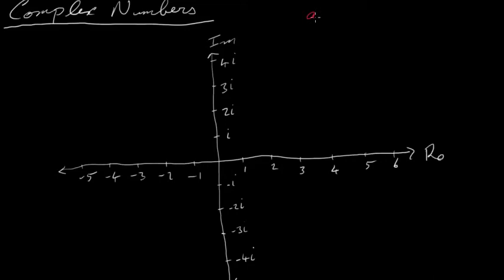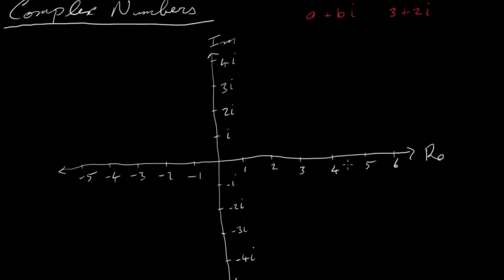It'll be a plus bi. It'll have a real part and an imaginary part. So for example, if we take the complex number 3 plus 2i, 3 is the real part, 2i here is the imaginary part. Now, when you want to plot complex numbers, you use this here, which is something like the xy axis that we use in coordinate geometry.